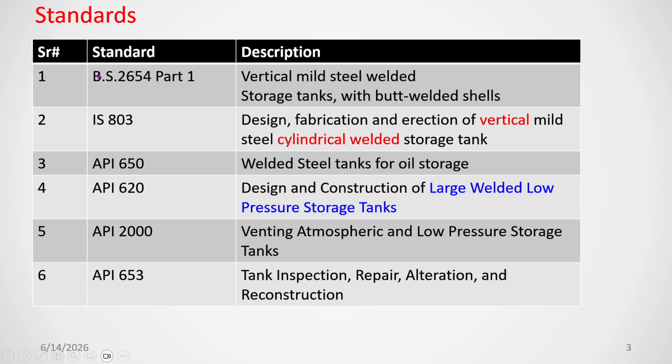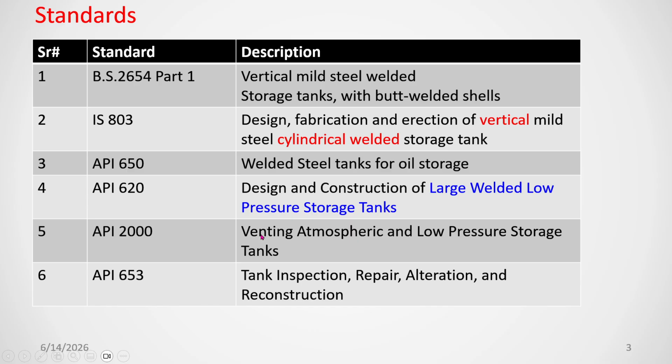That is BS 2654 part 1, that is vertical mild steel welded storage tank, butt welded shells. BS 2654 is also for vertical cylindrical welded storage tanks, mild steel storage tanks, for design, fabrication, and erection. API 650 is the welded storage tank for oil storage. API 620, I have told you, is the large welded pressure storage tank. That pressure is maximum up to 1 kg per centimeter square.